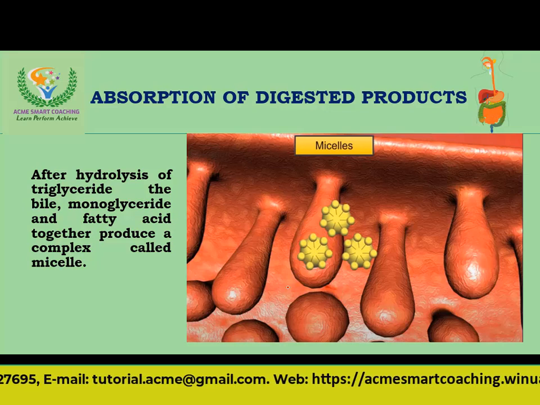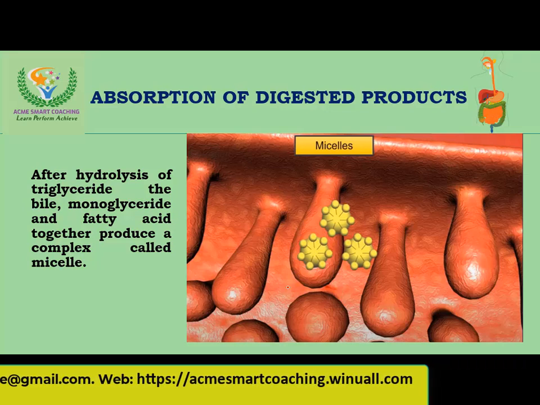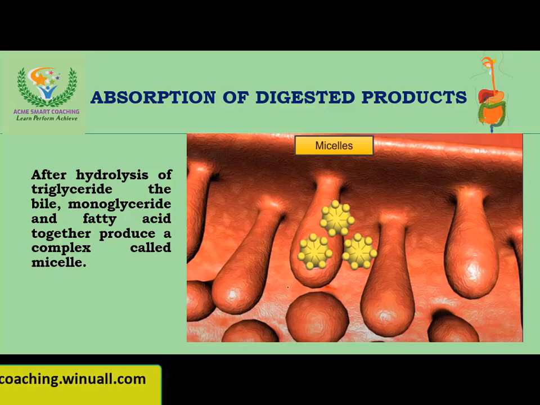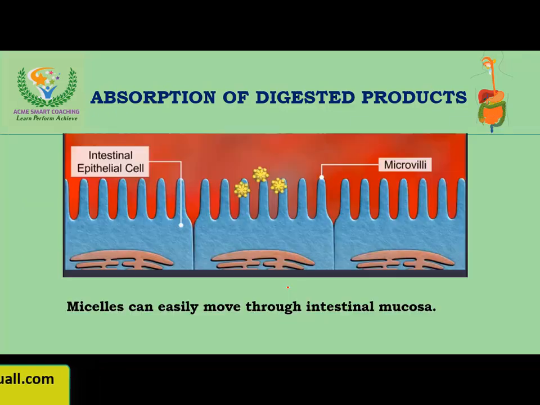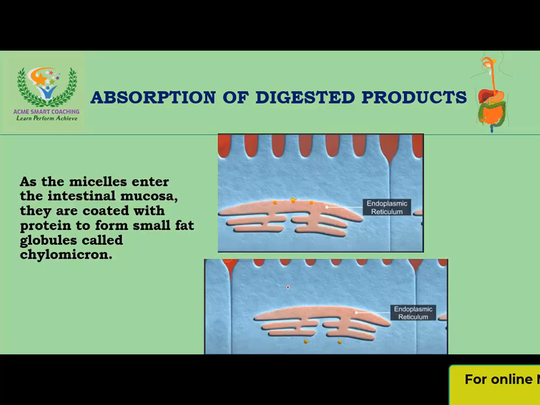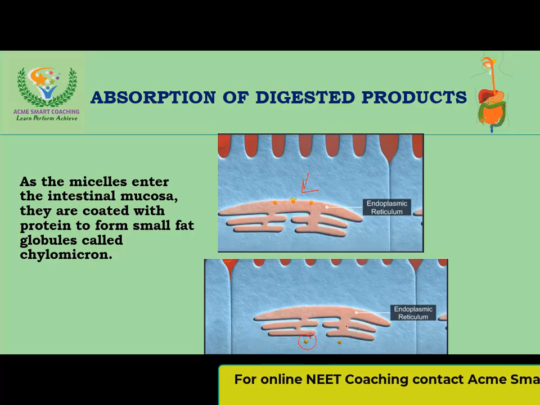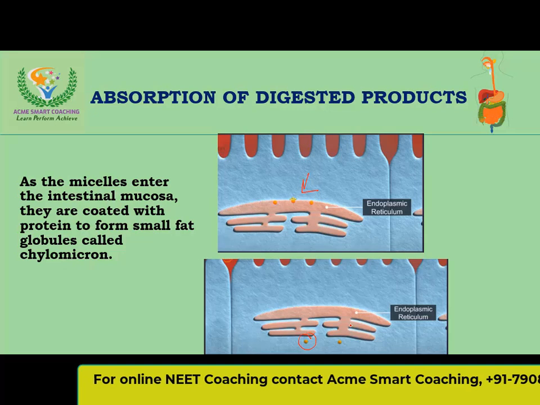After hydrolysis of triglyceride, the bile salts, monoglyceride, and fatty acid together produce a complex called micelle. Now this micelle can easily pass through the intestinal mucosa. After the micelles enter the intestinal mucosa, they are coated with some protein and form small globules, and they are called chylomicrons.